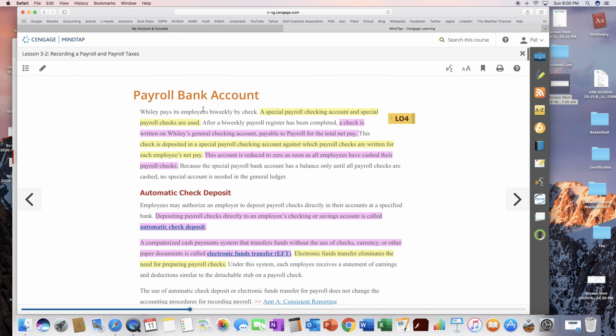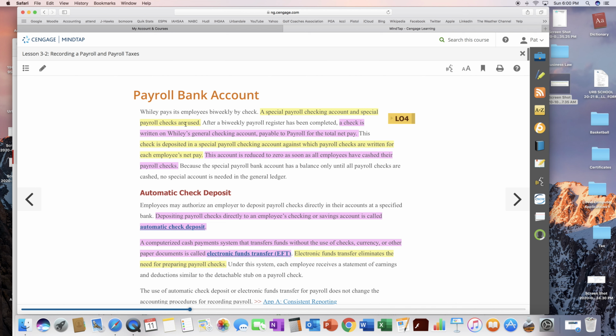How we want to get started, we first want to talk about the bank account. We have a special bank account that is only for payroll. A special payroll checking account, and checks are used. We want to put all that money that we need to pay out into one account, and then we'll write all the checks. The account should be reduced to zero as long as all employees have cashed their checks.